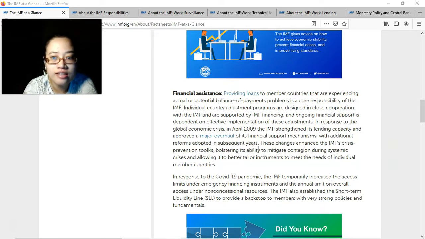These changes enhanced the IMF's crisis prevention toolkit, bolstering its ability to mitigate contagion during systemic crises and allowing it to better tailor instruments to meet the needs of individual member countries.